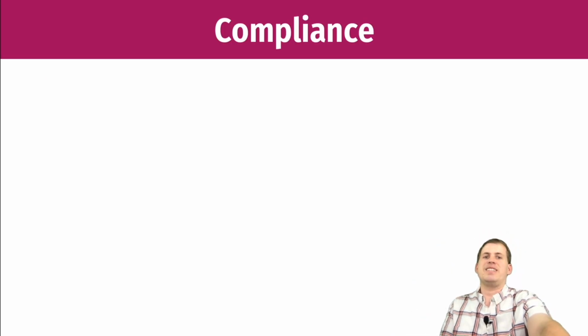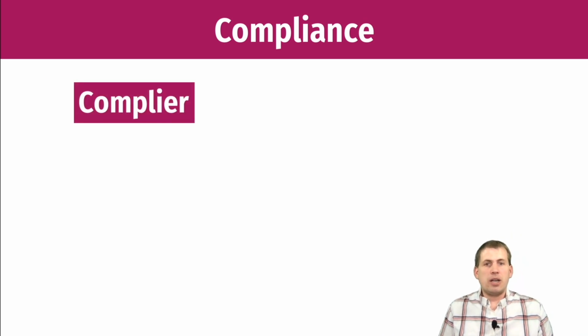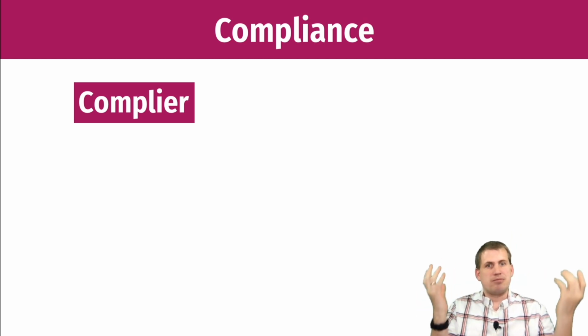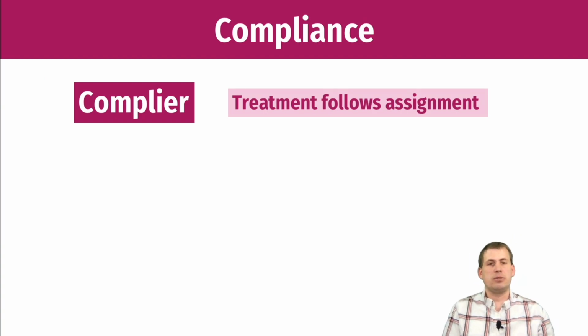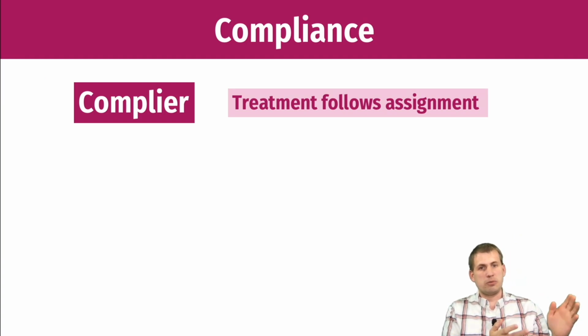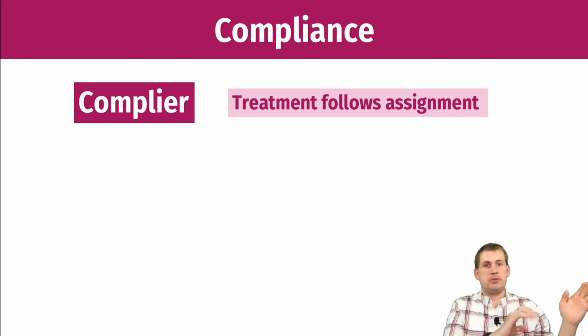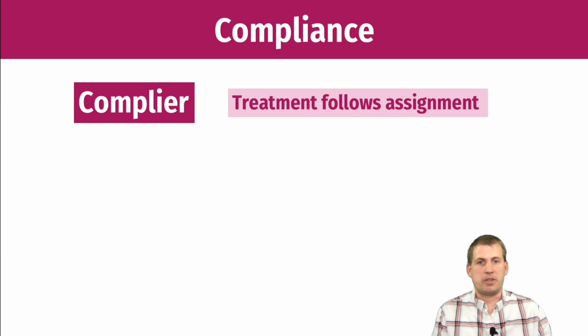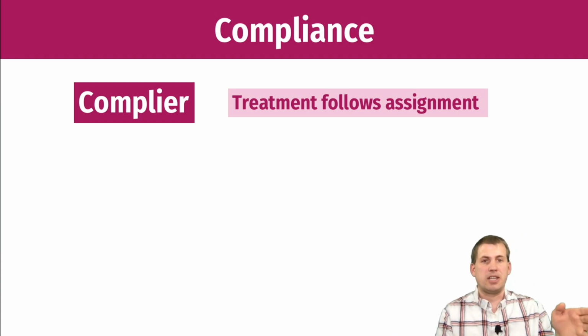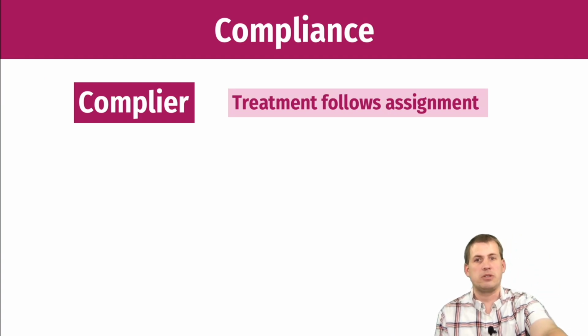So what does this compliance stuff mean? To introduce this, I'm going to talk about 4 types of people that you might come across in a randomized controlled trial or in the world in general. You have compliers who are assigned to a treatment group and then do the treatment, or who are assigned to the control group and don't do the treatment. So they obey. They do what they were supposed to do in the trial. They were assigned to be treated, they do it. They were assigned to not be treated, they don't do it.